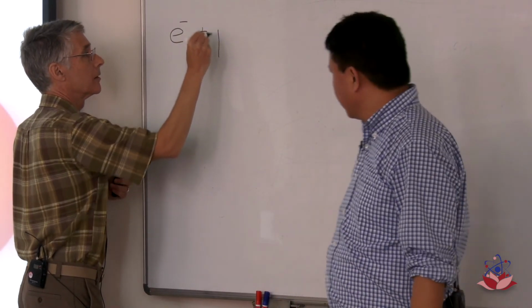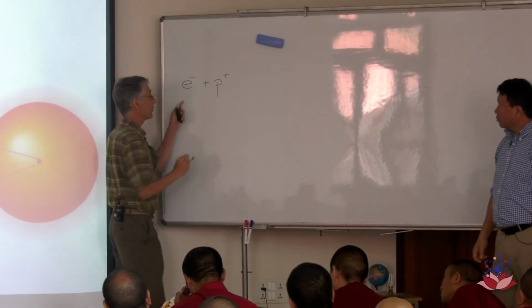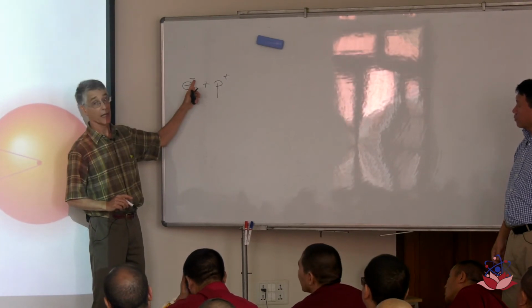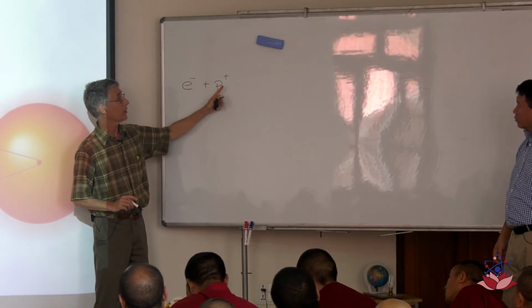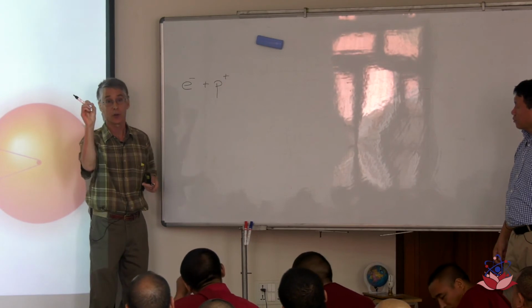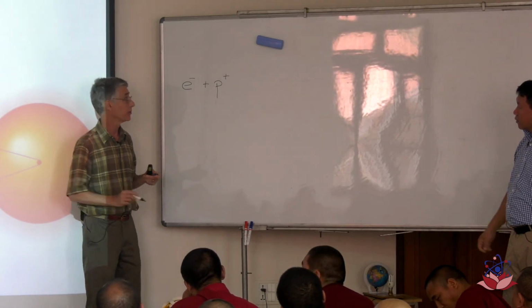So what do you think happens if you take an electron with negative charge 1 and a proton with positive charge 1 and you squeeze them together to make one particle?